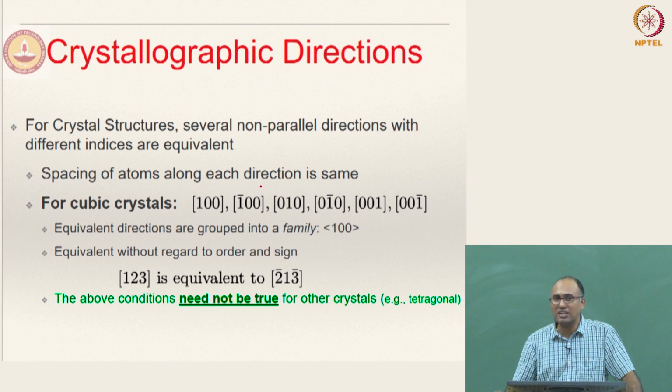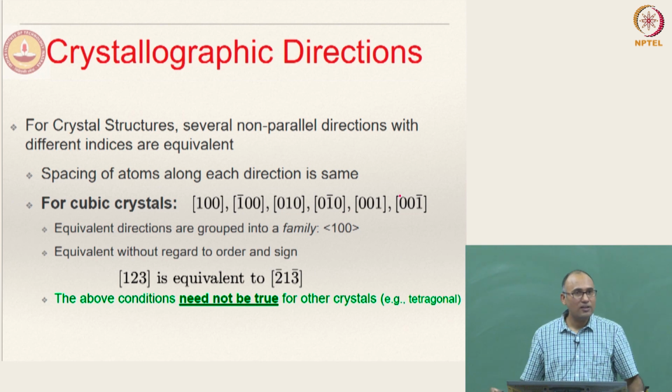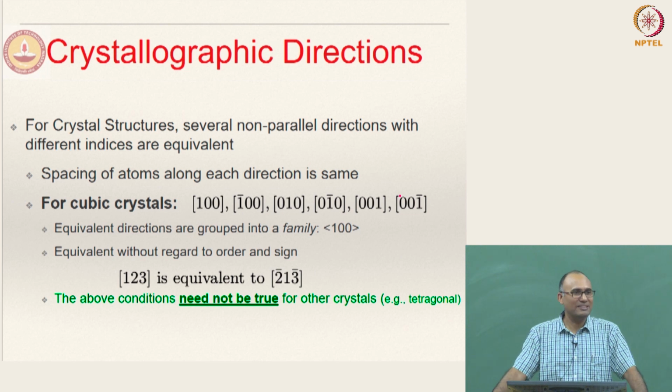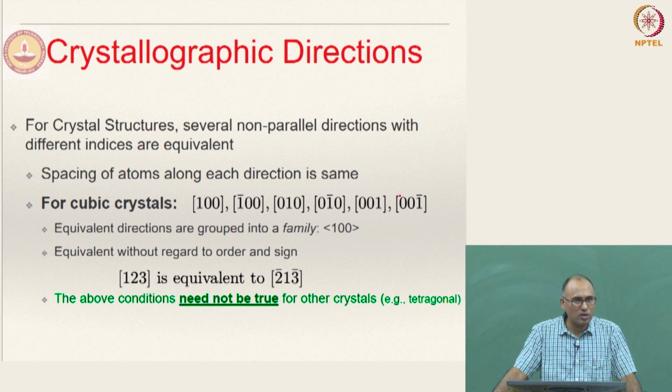They are equivalent, right? Because this is only true for, it need not be true for other unit cells. For cubic unit cell, it will definitely hold good. So for cubic crystals, 1 0 0, 1 bar 0 0, 0 1 0, 0 1 bar 0, 0 0 1, 0 0 1 bar, all of them are equivalent. So this set of directions are called equivalent directions, and because all of them are equivalent, we can group them into a family, and that is what we call a family of equivalent crystallographic directions.